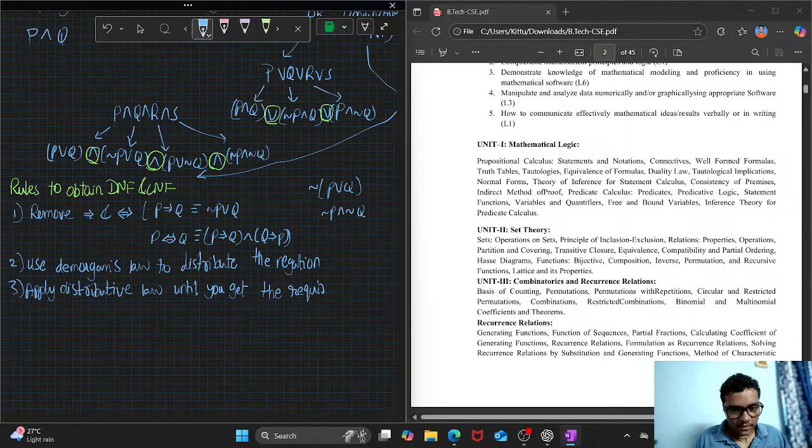I don't know, for some reason I'm really liking this ink pen. It is giving a lot of texture, like thick and thin strokes. Okay.